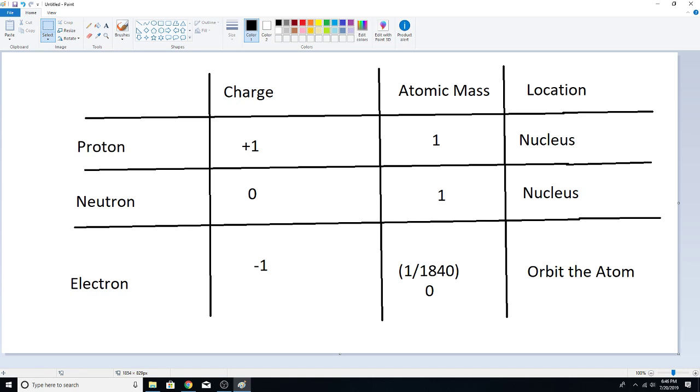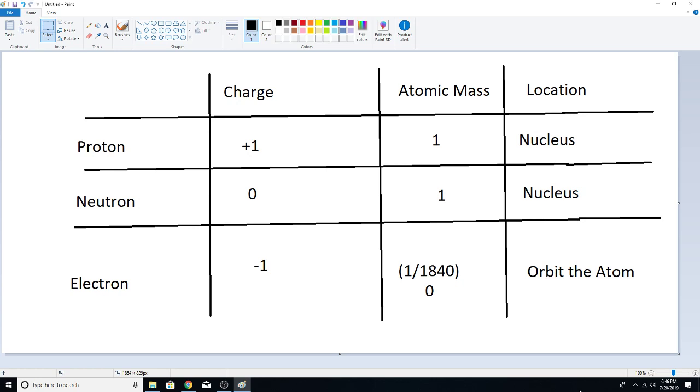If you want to take a photo, or you just want to remind yourself of which charge and mass goes with which subatomic particle, then here you go. I hope this was useful. It's not the most detailed video, but it was a summary of the subatomic particles and their different masses and charges and where they are in the atom.